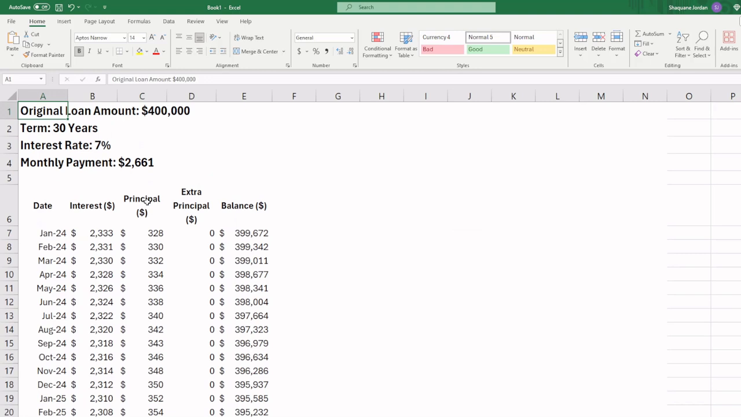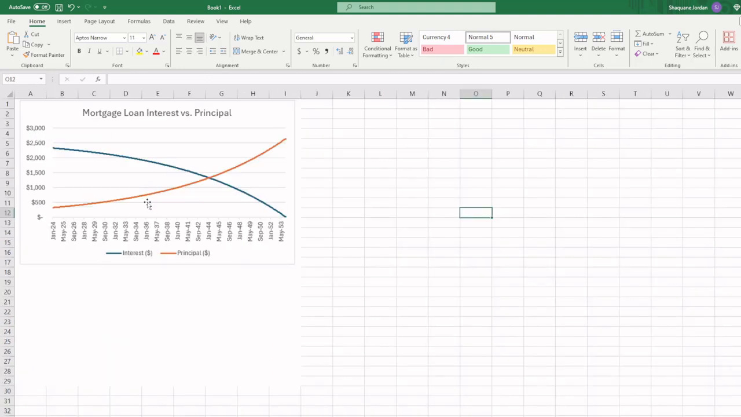Now this is a table, so if I put that into a chart, you'll see this mortgage loan interest versus principal. The blue line represents the interest and the orange line represents the principal. You'll see that somewhere they start breaking even, and that's around here in January 2044. After that, your repayments will start to more so apply to the principal amount rather than the interest.